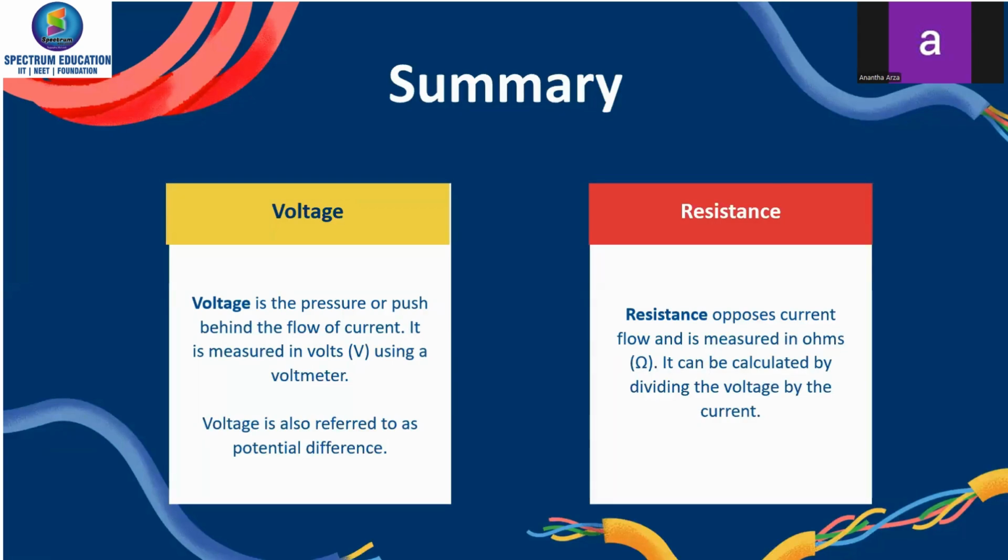Yes, summary. What is voltage? Voltage is the pressure or push behind the flow of current. It is measured in volts using a voltmeter. Voltage is also referred to as potential difference. Next, resistance. It opposes current flow and is measured in ohms. It can be calculated by dividing the voltage by the current.